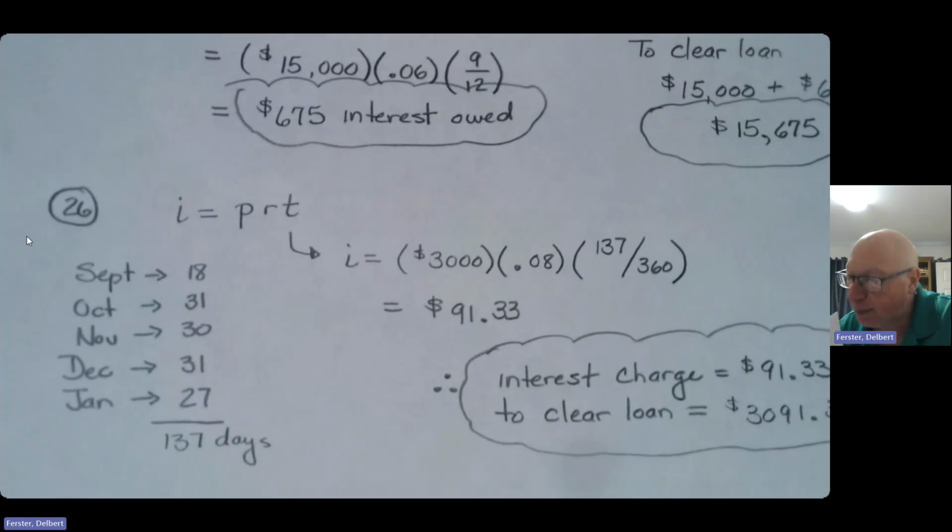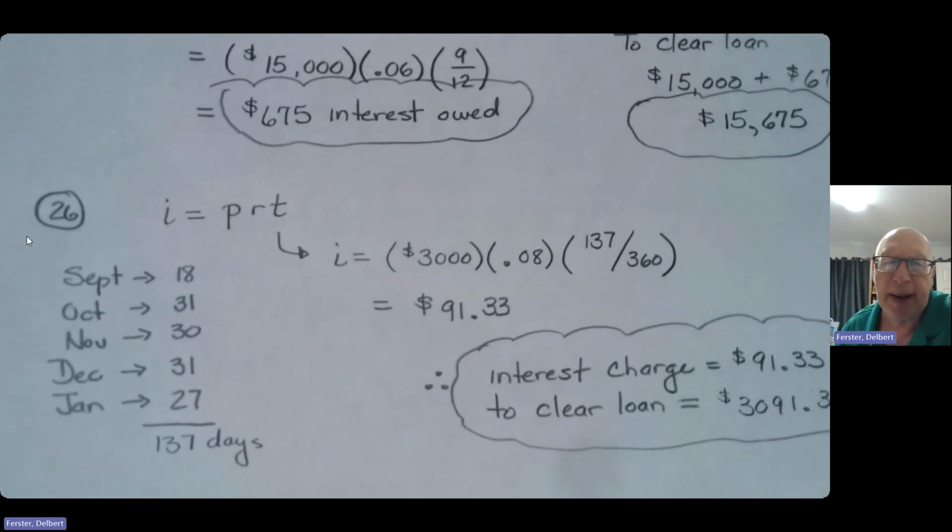Problem 26, a lot of numbers to play with in terms of dates. The loan is taken out on September 12th, and it's going to be repaid on January 27th. And we've been asked in this problem to use ordinary interest as it relates to days. So I'll put 360 in your denominator when we get to time. So let's find days, okay?